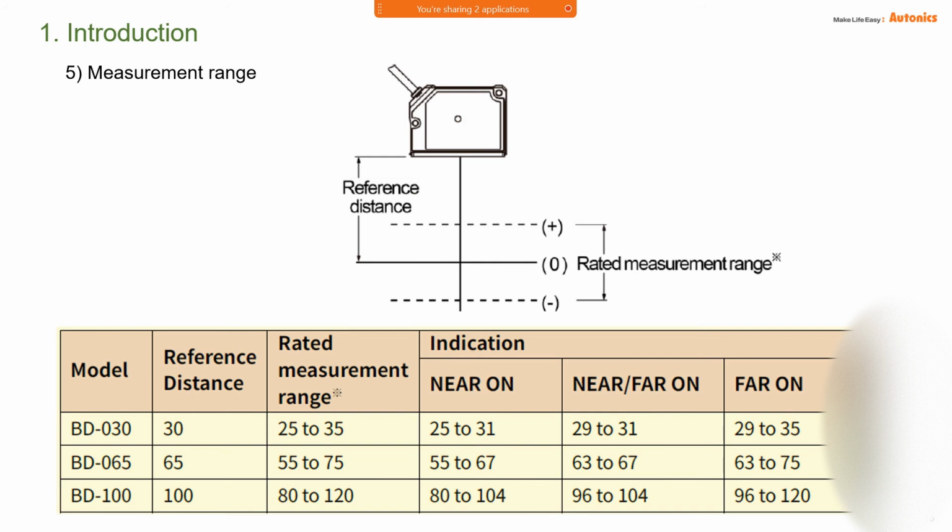This one is the LED indicator. For the BD030, the rated measurement is from 25 to 35 mm, and BD65 is 55 to 75, and BD100 is 80 to 120. So in this range the near indicator will turn on, and then in this range, the near and far indicator will both turn on.